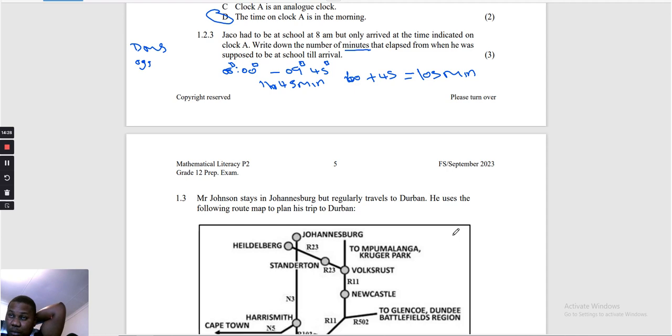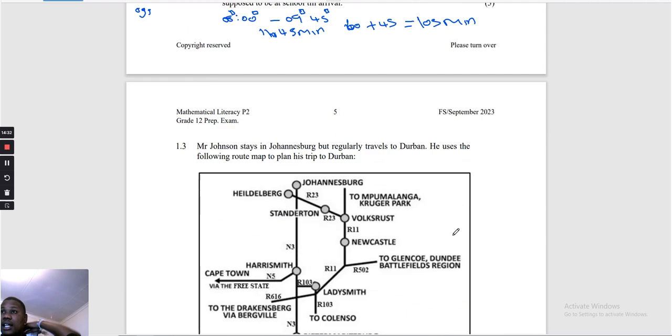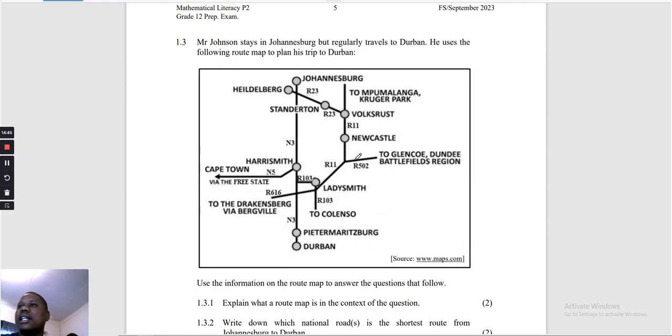We move to 1.3. So when we move to 1.3, they say Mr. Johnson stays in Johannesburg, but regularly travels to Durban. He uses the following route map to plan his trip to Durban. So you can see the map there. We have Hillsburg to Mpumalanga, Kruger National. We have Newcastle. We have Ladysmith, Pietermaritzburg.